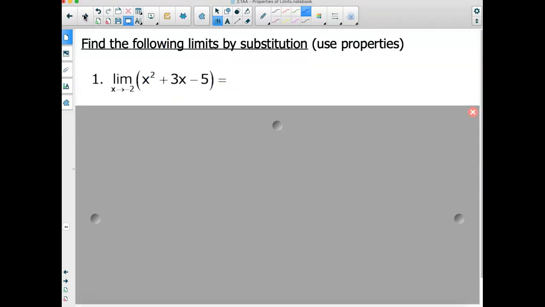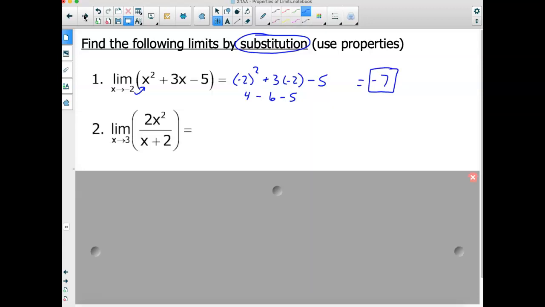Find the following limits by substitution. Use the properties. That doesn't mean peel them all apart like that big obnoxious one I did. It means substitution. Okay? Plug it in. So that's going to be negative 2 squared plus 3 times negative 2 minus 5. Well, what does that give me? 4 minus 6 minus 5. What does that actually give me? Negative 7.